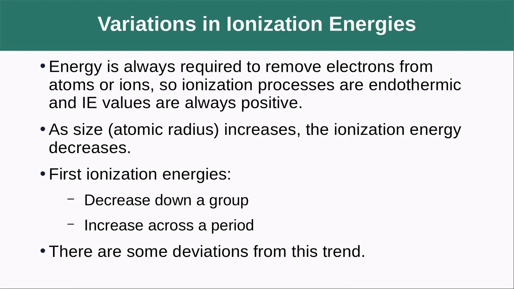What happens is as the size of the atomic radius of the atom increases, the ionization energy decreases. The electrons are being held further away from the nucleus. They're easier to knock one off. Periodically, you're going to see the first ionizations decrease as you move down a group, but increase as you move across a period.